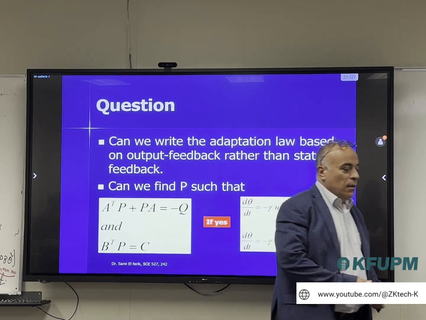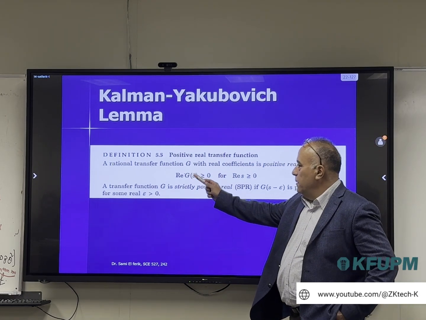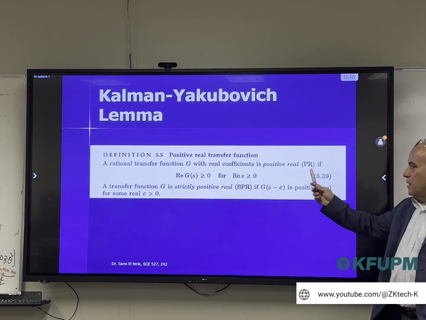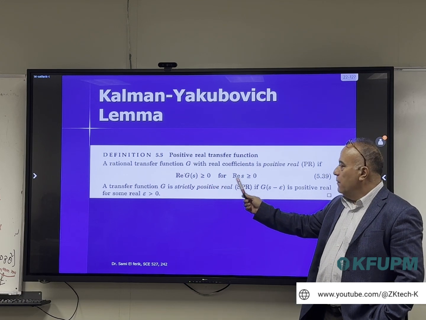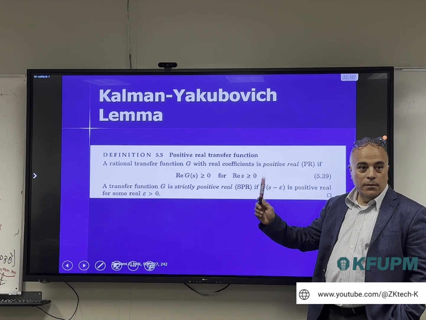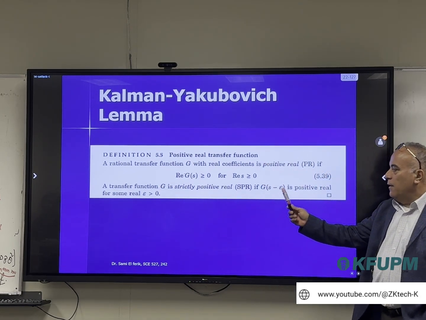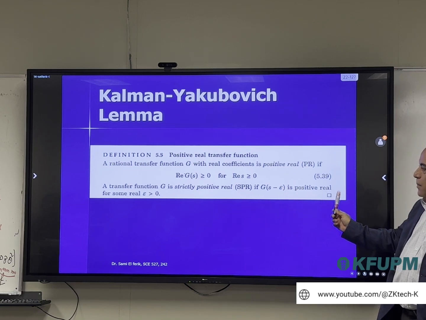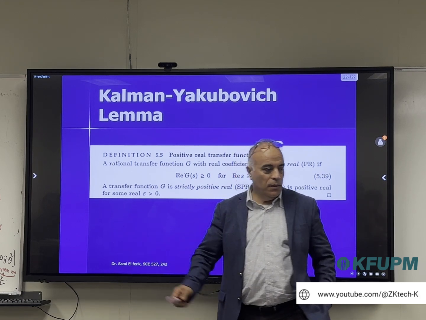Yes. So in order to answer this question, we go to what we call positive real transfer functions. So we are talking about the Kalman-Yakubovich lemma. It says here a rational transfer function G with real coefficients is positive real if the real part of G(s) is greater than or equal to 0 for real part of s greater than or equal to 0. And the transfer function G is strictly positive real if G(s - epsilon) is positive real for some real epsilon positive. Right? What does it mean?